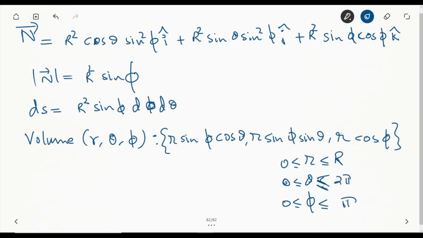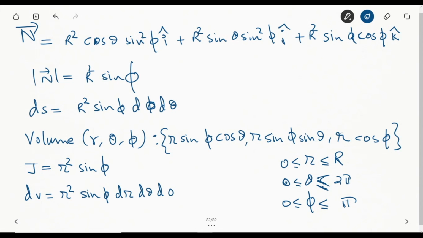I'm leaving it to you. You can find this Jacobian determinant. It is going to be r square sine phi, and also mentioning the volume, dV is going to be r square sine phi dr d theta d phi, all the components, right?